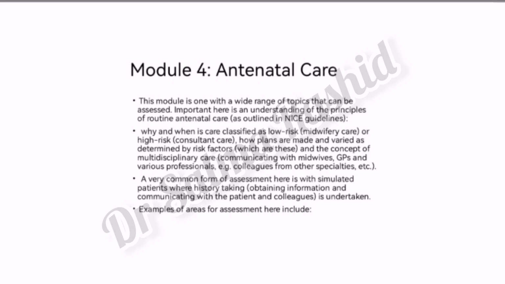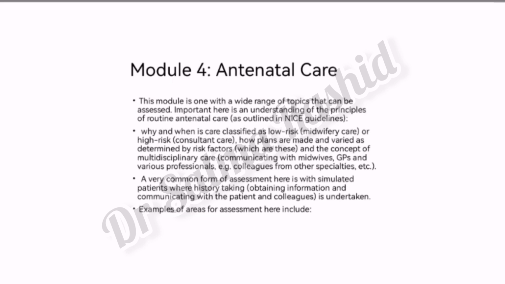Which are these? And the concept of multidisciplinary care, communicating with midwives, general practitioners, and various professionals, for example colleagues from other specialties, etc. A very common form of assessment here is with simulated patients, where history taking, obtaining information, and communicating with the patient and colleagues is undertaken.